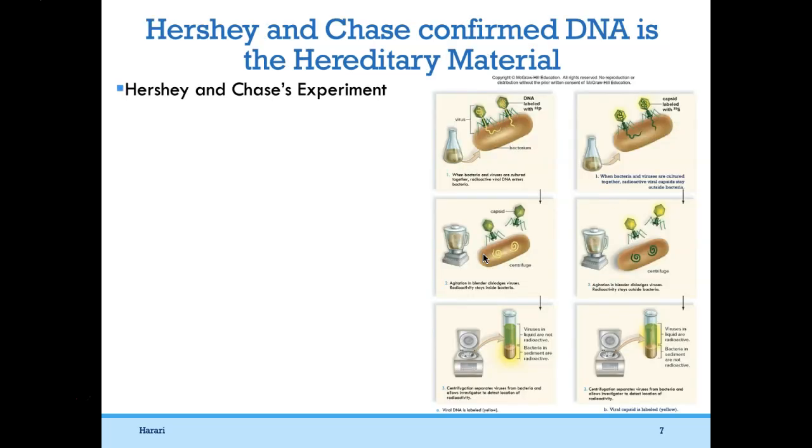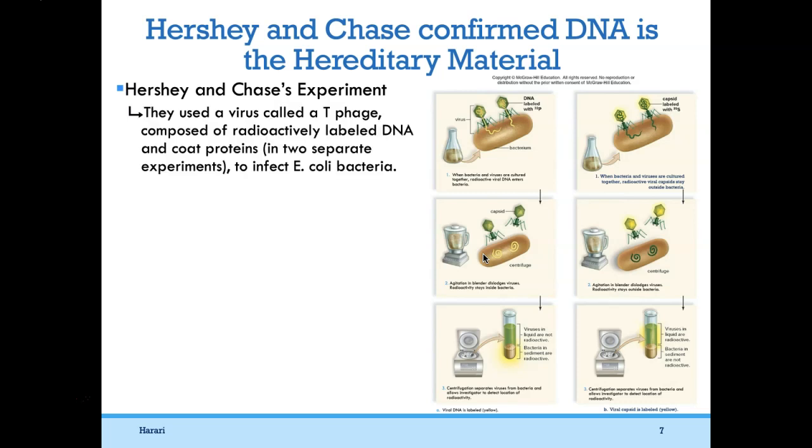There's one more experiment you should be familiar with that again concluded that DNA is the hereditary material. They used a virus called T-phage, and they labeled it radioactively in one of 2 different ways. They either labeled the DNA with radioactive dye, or radioactive isotope, I should say, or they labeled the protein. So what they did was they infected bacteria, they used each type of virus to infect bacteria.